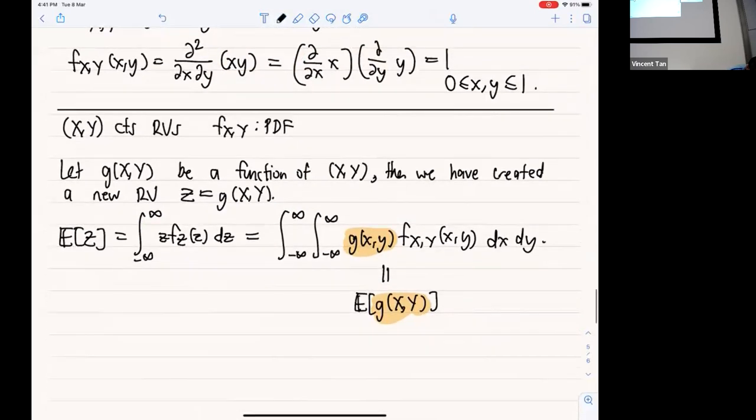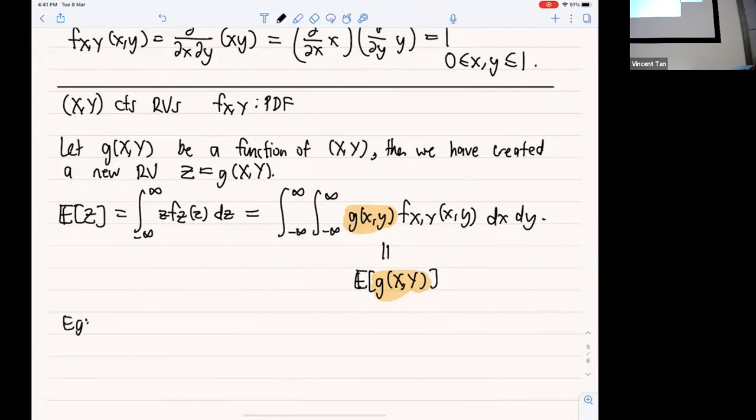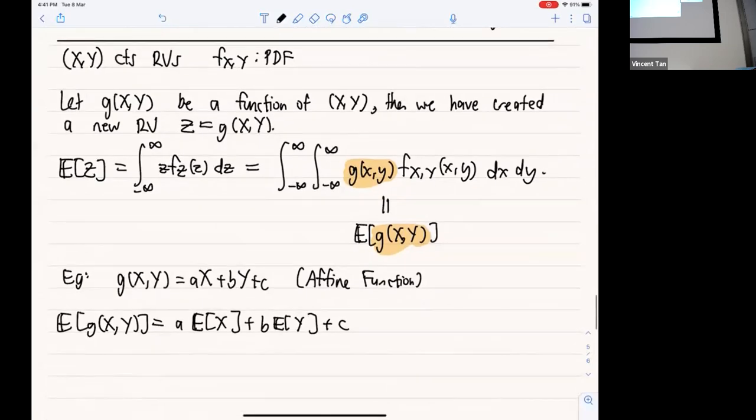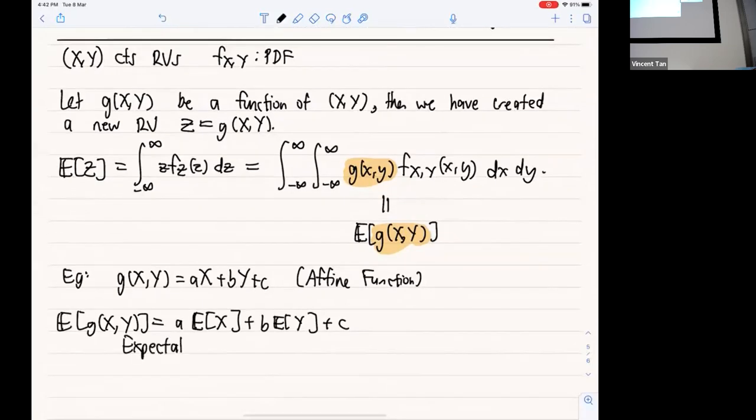Now, there are some functions that are more important than others, e.g., this affine function, say ax plus by plus c. This is an affine function. In this case, the expectation of this particular nice affine function can be shown to be a times the expectation value of x plus b times the expectation value of y plus c. So this means that expectation, as you can imagine, is linear. It's a linear operator. So that's very nice. That's very natural.